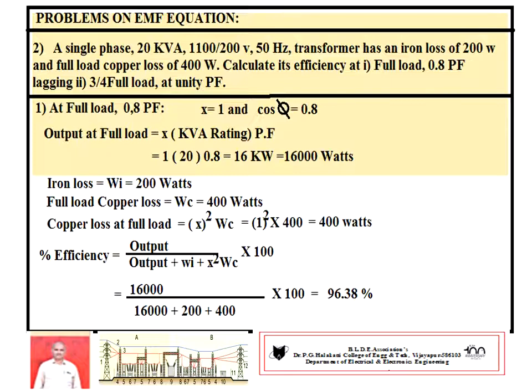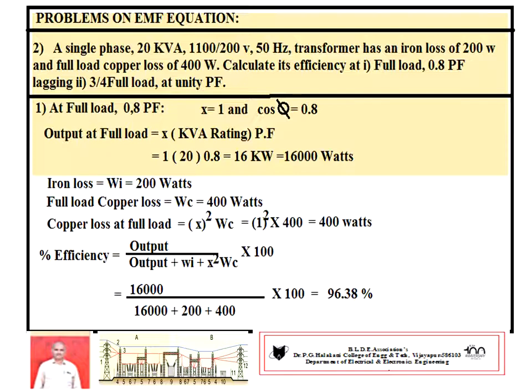A single phase 20 kVA, 1100/200 volts, 50 Hz transformer has an iron loss of 200 watts and full load copper loss of 400 watts. Calculate its efficiency at full load 0.8 power factor and 3/4th full load at unity power factor. So, you write down the given data.